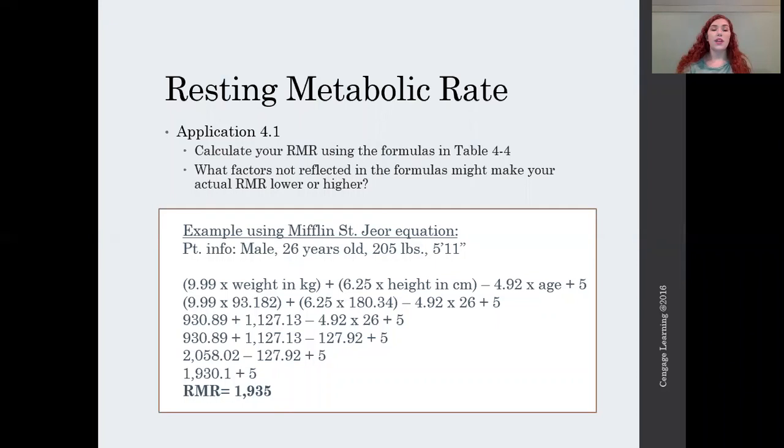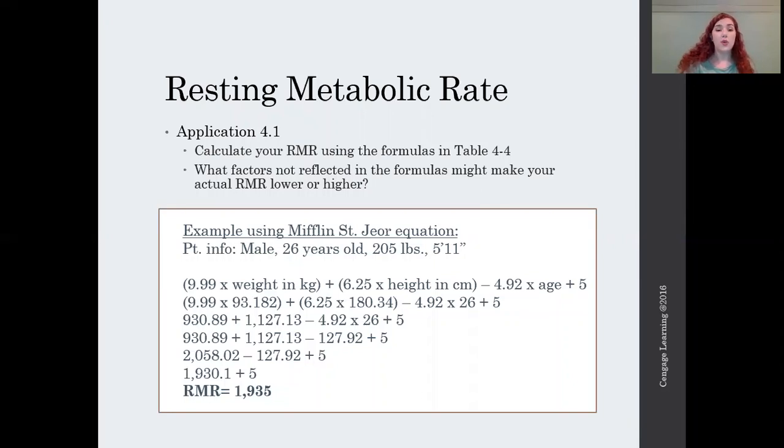Okay, so right here I have included an example of how to calculate resting metabolic rate using the Mifflin-St. Jeor equation. You guys have already had some practice with this on your last case study series 2 quiz. However, I did notice that some of you seem to be a little confused maybe on how to calculate it, so I included this for your reference if you need it.